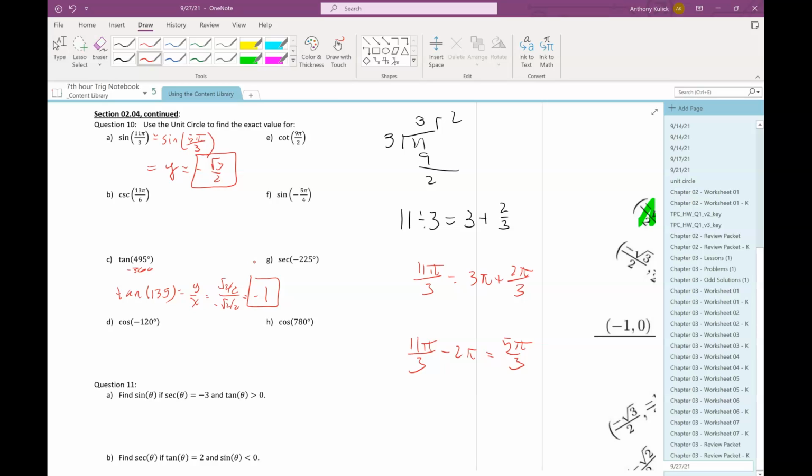Will we always be given a number like 135, which was pretty easy to find on the unit circle? You will, if it's a problem like this where I ask you to use the unit circle to do it. It'll always come out to be a unit circle value. Okay, sounds good.